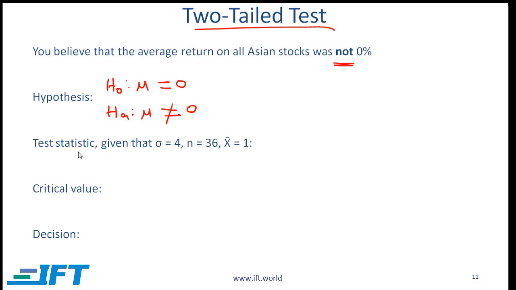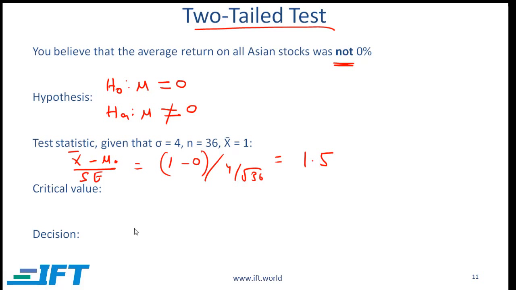In terms of the test statistic, we are given this data where sigma is 4 as before, n is 36, but x bar is equal to 1. The formula is the same. It's x bar minus mu naught divided by standard error. In this particular case, mu naught is 0. So we have x bar, which is 1, minus 0, divided by the standard error, which is still 4 divided by square root of 36. So our answer is 1.5. That is our test statistic.